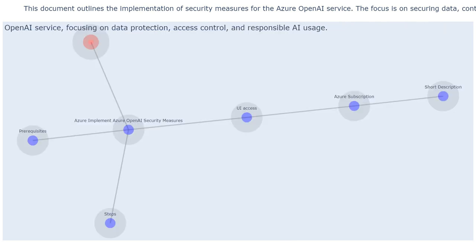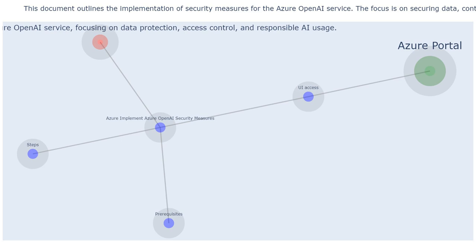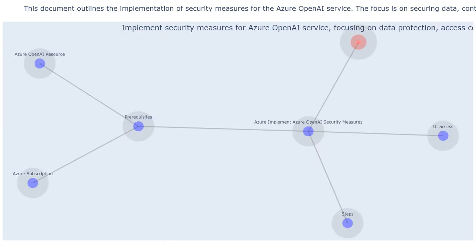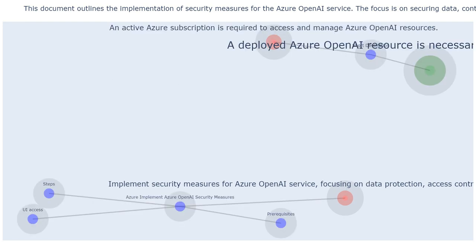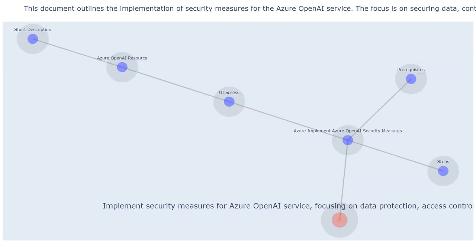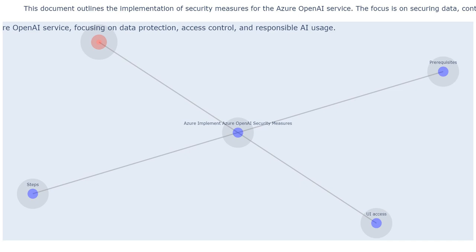UI access. Azure Portal is the web-based interface for managing Azure resources. Azure OpenAI resource. Short description. A deployed Azure OpenAI resource is essential to apply security measures. This resource represents your Azure OpenAI service instance in the Azure environment. UI access. Steps.